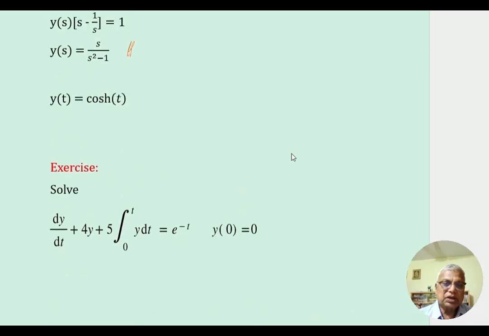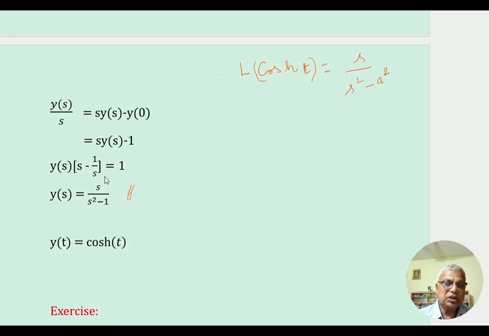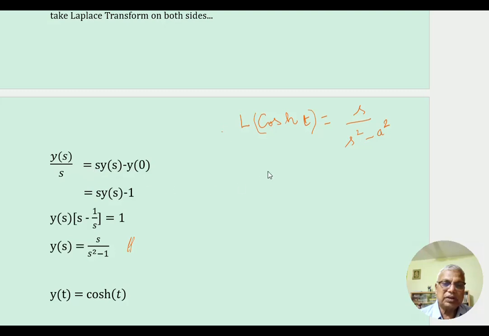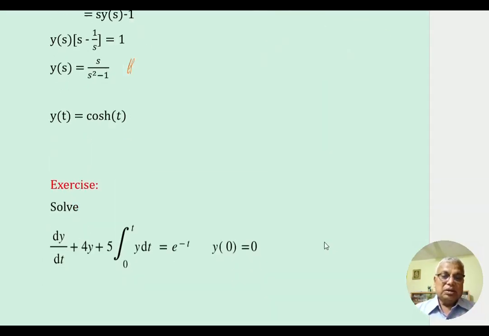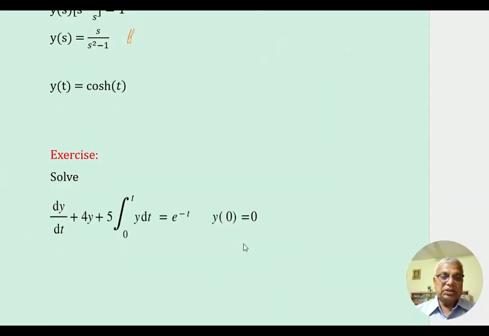So in this lecture we used the Laplace transform of an integral as well as a derivative, and also the Laplace transform of cosh. One minute, there is a small mistake here. This must be cosh at. I missed a here. This must be L of cosh at is s by s square minus a square, and in this case a is 1. So s square minus 1, and the inverse Laplace is cosh t. So practice this question and try to get this answer.